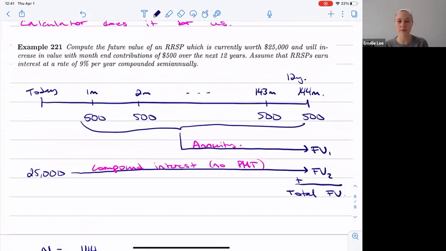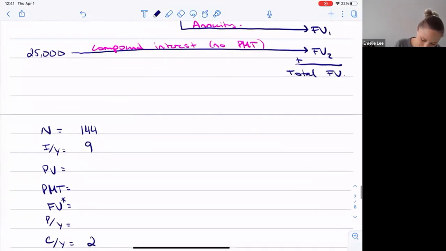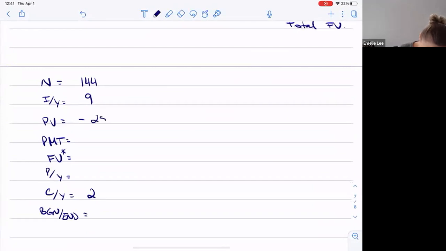Currently worth 25,000. Now here's where you need to think: is this 25,000 positive or negative? Positive would mean that you would get it and then you can go spend it. That's not the case. So what we're going to pretend is you take that 25,000 and you just freshly put it in. Because you don't have it to spend, you just deposit it into this RRSP. So it has to be negative 25,000, because it's leaving our hands and it's going into the RRSP.